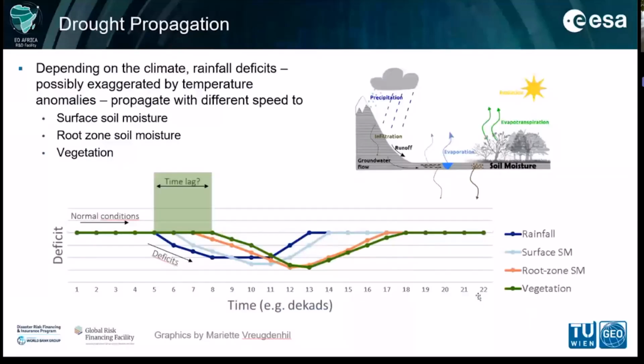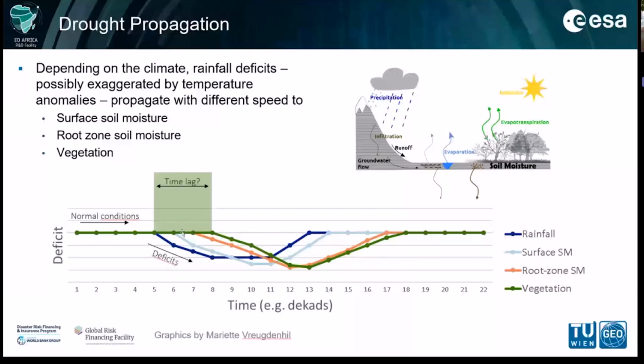If you look at this more from a process understanding, and if you have many variables to characterize your drought conditions, you look not just at soil moisture, but you look at precipitation, you look at evaporation, you look into vegetation conditions, you look into temperature. You basically see a propagation of drought conditions in these variables.